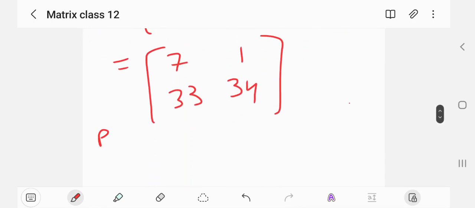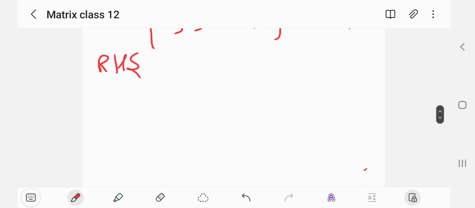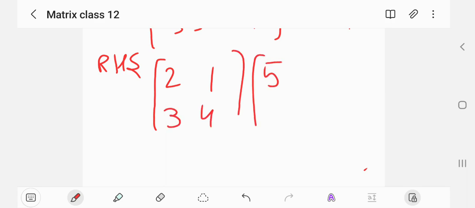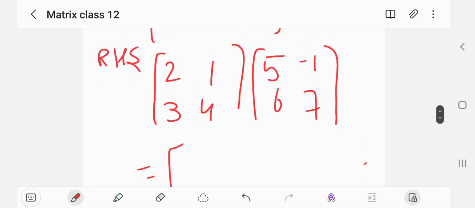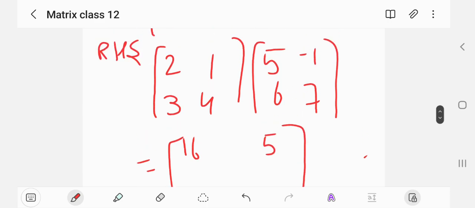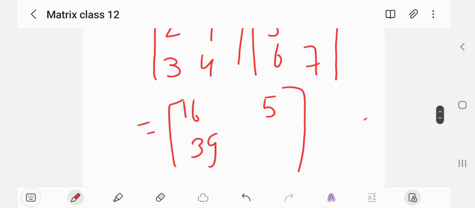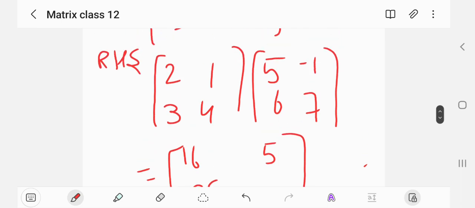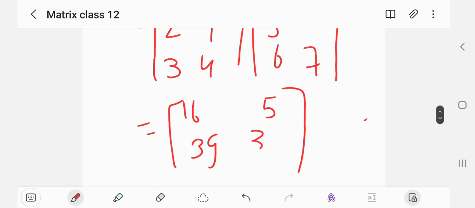Okay, my right hand part is 2 1 3 4 and 5 6 7 minus 1. Let me multiply this also. So what I will get here, I get 10 and 6, which is 16, and minus 2 plus 7, which is 5, 15 and 24, it is 39, minus 3 and 28 is 35.